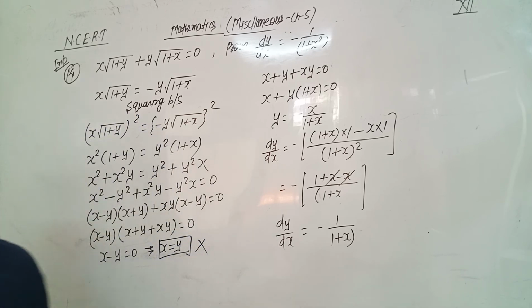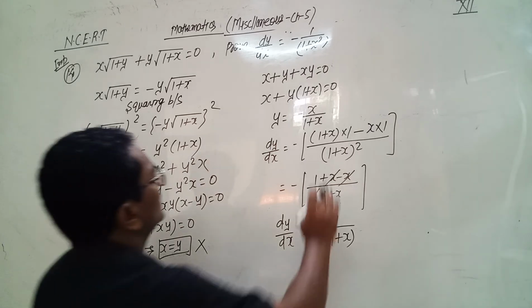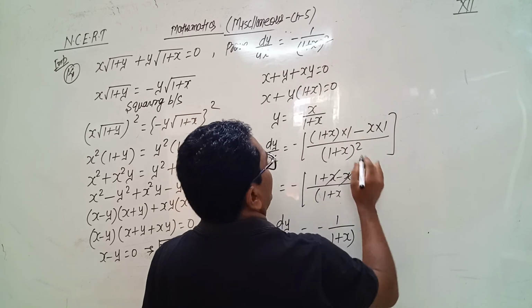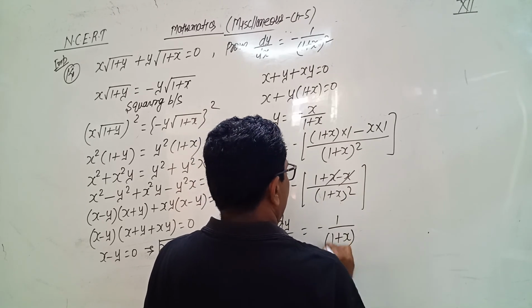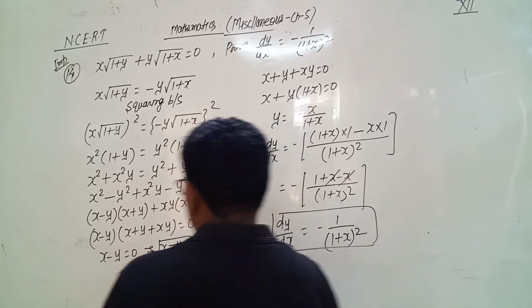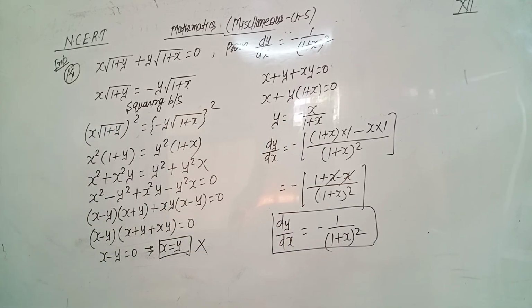So dy by dx equals minus 1 by (1 plus x) the whole square.